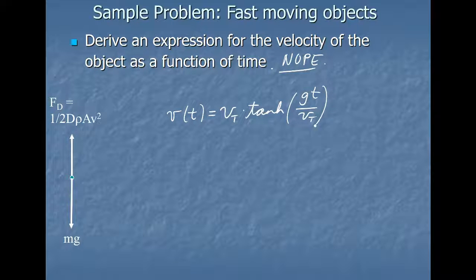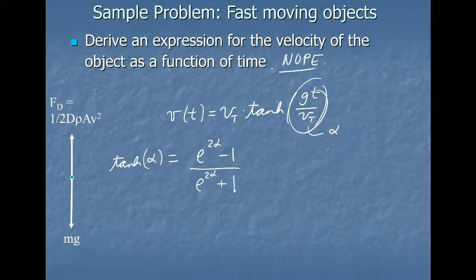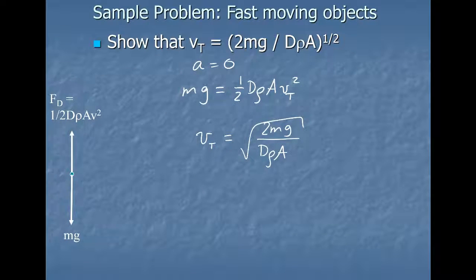Now, what the heck is a hyperbolic tangent? Well, the hyperbolic tangent of alpha, and in this case, gt over vt is alpha, is equal to e to the 2 alpha minus 1 over e to the 2 alpha plus 1. So again, the exponential behavior is showing up. It's just a lot more complicated mathematically. And this math is a bit beyond the scope of this course, and also it's beyond what AP expects you to do. But if anything, you should understand how to find the terminal velocity for linear and quadratic drag.